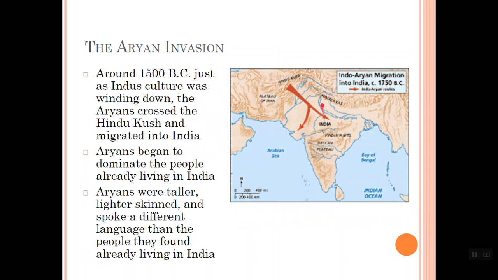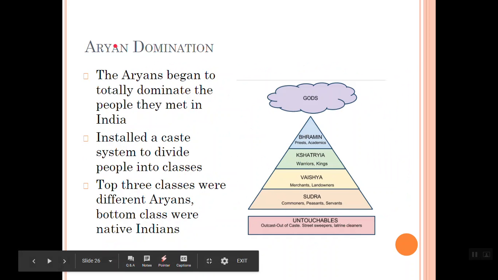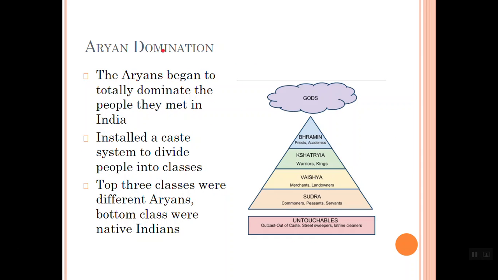All right, here's the Aryan invasion. Just as the Indus culture was winding down, the Aryans crossed the Hindu Kush and migrated into India. They began to dominate the people. Aryans were taller, lighter skinned, and spoke a different language from the people they found already living in India. All right, so here is their Aryan domination. They began to totally dominate the people they met in India.